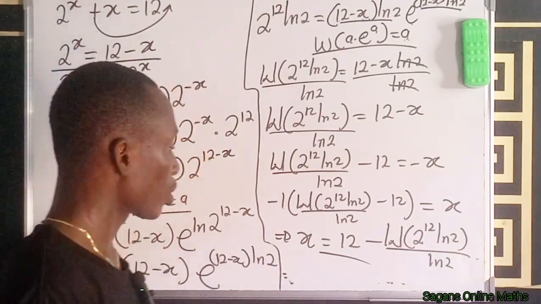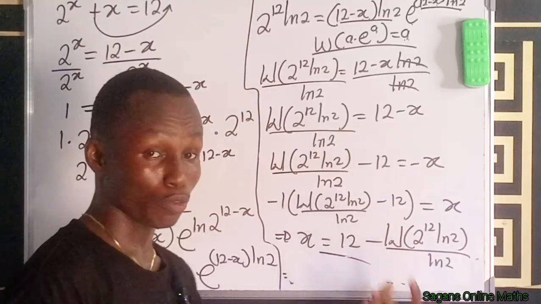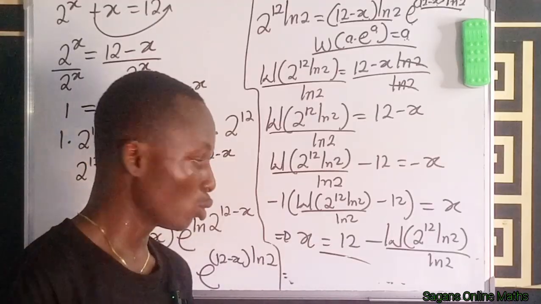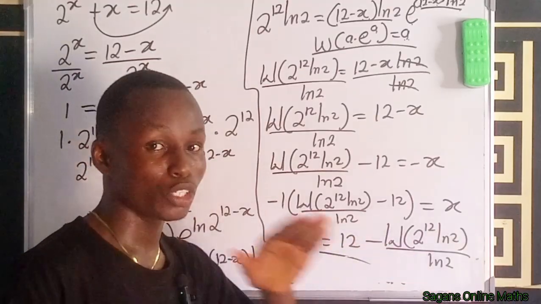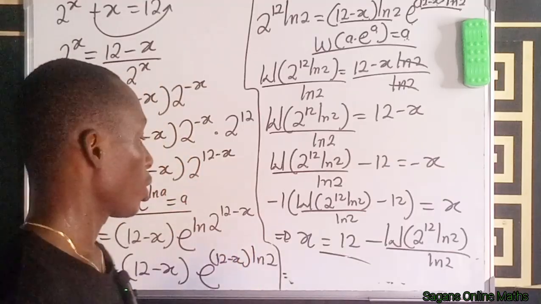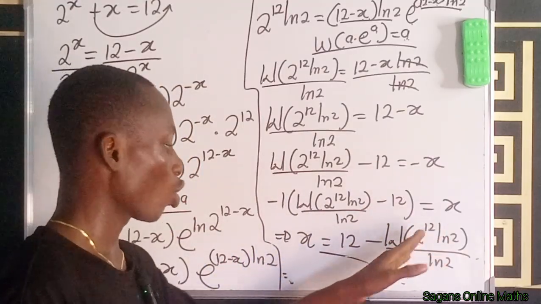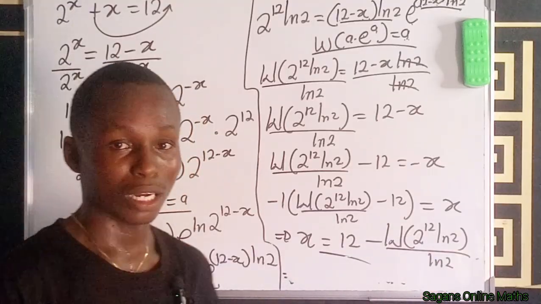Remember that not all calculators have this operation. This is the Lambert W function, and not all calculators have this operation you're seeing. So what we do, there's a site we always use to find the value of the Lambert W function, but I'm 100% sure that x is equal to 12 minus the W function of 2 raised to the power of 12 ln 2, all divided by ln 2, and this is a beautiful solution to this particular question.